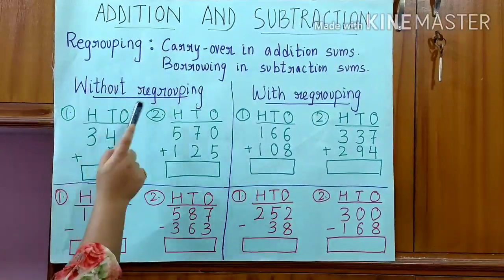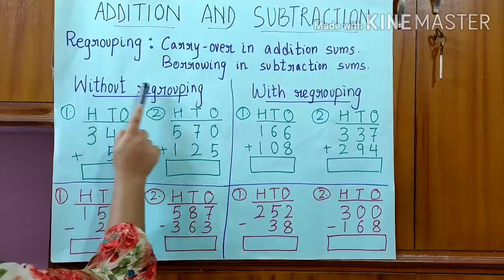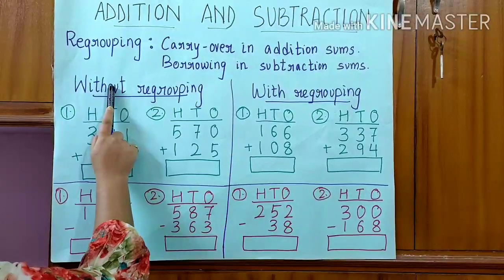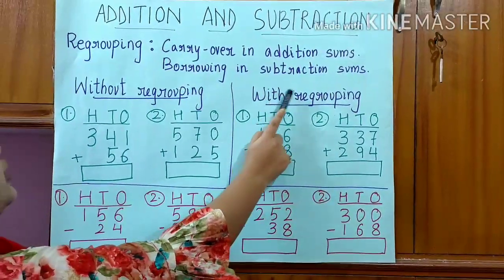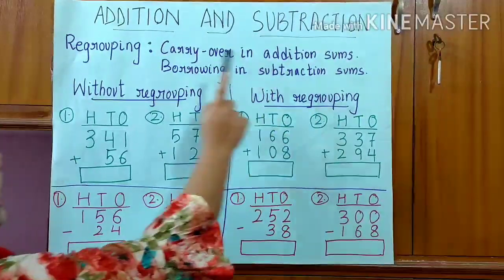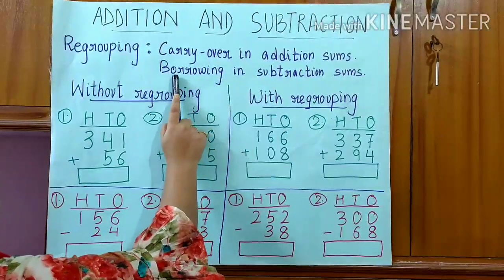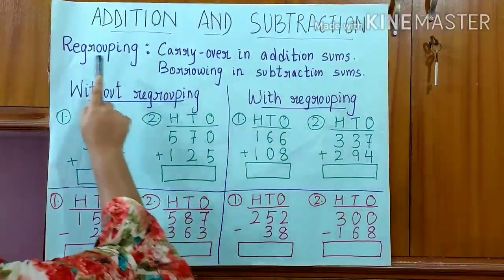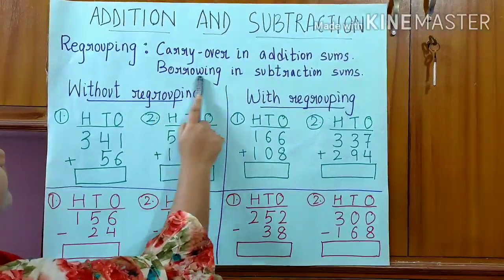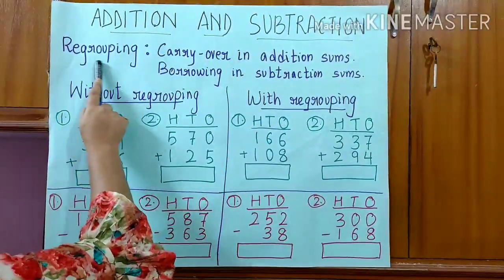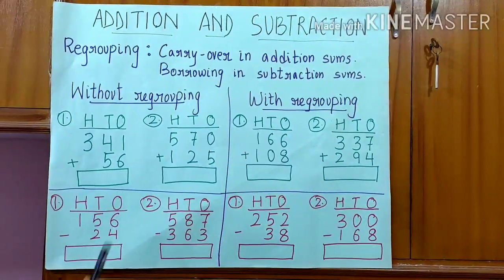See over here children, without regrouping, that means you don't carry over. There is no carry over, right? And here with regrouping, that means you carry over in the sum, right? And the same goes with subtraction, right? It means borrowing in subtraction. That means you are regrouping, right children? What you are doing in subtraction sums? When you borrow, it's known as regrouping. You are regrouping in subtraction sums, right?